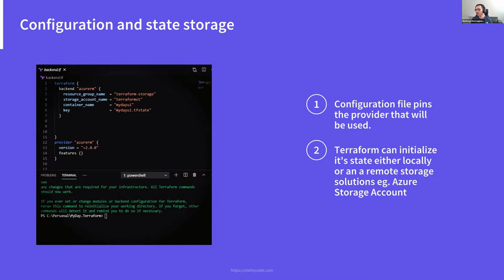As you can see in the image, in lines 1 to 6 for the backend for the Azure Resource Manager, I specify some properties like the resource group name where my storage account lives, the storage account name, the container name, and the key that will be used as the name of the state file.